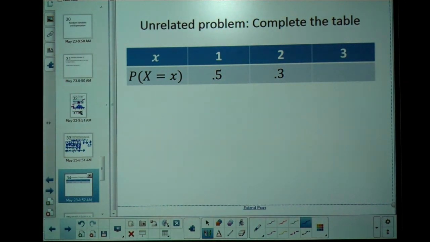This is an unrelated problem. I'd like you to pause the video here and try to complete the table. I don't even care if you write it down, but I just want to do a little bit of a check-in here and see if you get how these tables work. So pause the video here.